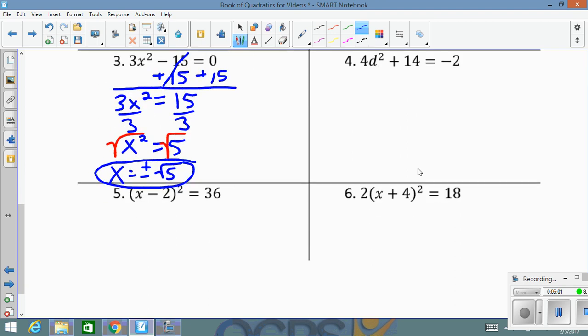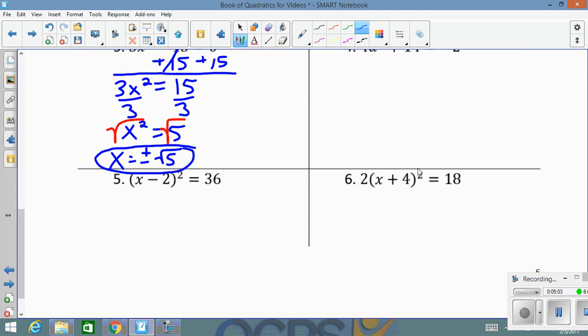All right, taking a look at number 5. Notice number 5 is a little different because I don't have x squared, I have x minus 2 squared. But you see how this entire side, this entire left-hand side, is being squared? That means I'm ready to take my square root. So here we go. Let's come in here and take our square root of both sides. Don't forget the plus or minus.